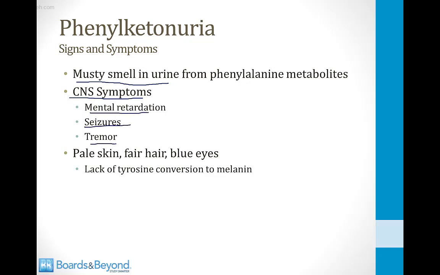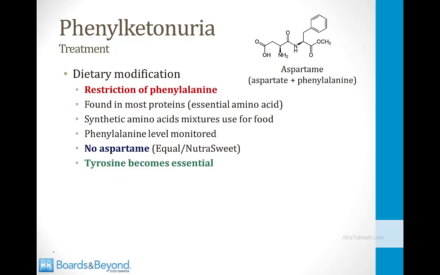And then finally, these babies classically have pale skin and fair hair and blue eyes, and this is because they lack melanin. Melanin is synthesized from tyrosine, and these babies have poor synthesis of tyrosine because they cannot convert the phenylalanine into tyrosine. The way you treat phenylketonuria is through dietary modification.